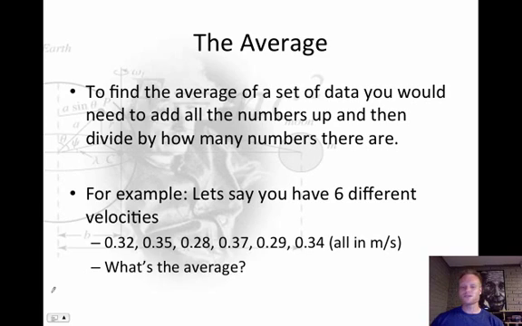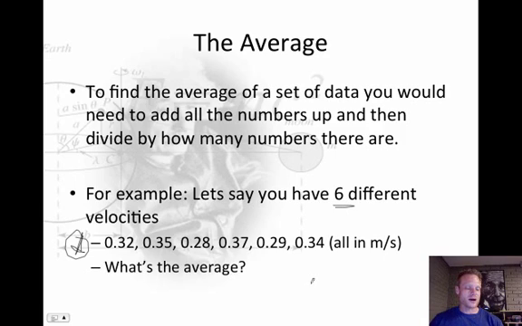So for instance, let's say you have 6 different velocities, and I've listed them right here. This is all in meters per second. I'm wondering, what is the average velocity of these numbers? You'd add all these up and divide by 6 because there's 6 different numbers.